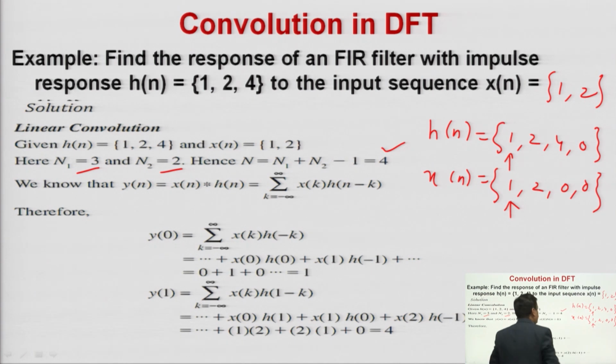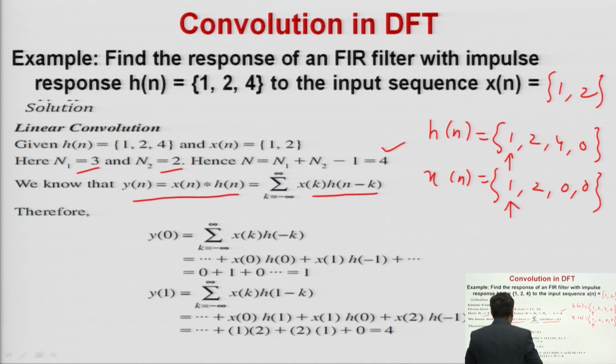In the previous slide also I told you the same thing. Now you can calculate y n, which is x n convolution of h n. The formula for linear convolution is the summation over k from minus infinity to plus infinity of x k into h of n minus k. Now you put n is equal to 0. So y of 0 is equal to x k into h of minus k. You have to multiply this and finally take the summation here. So you will get 1.